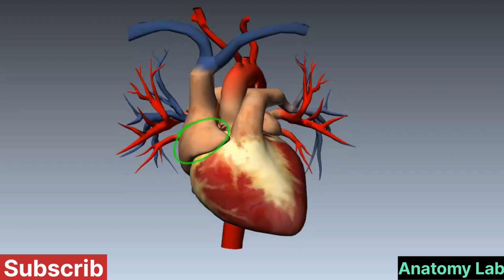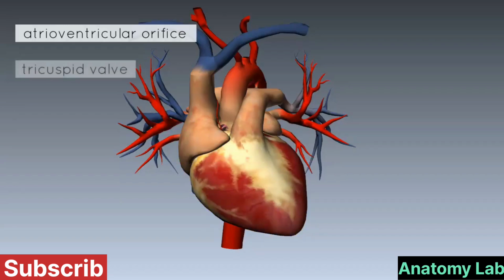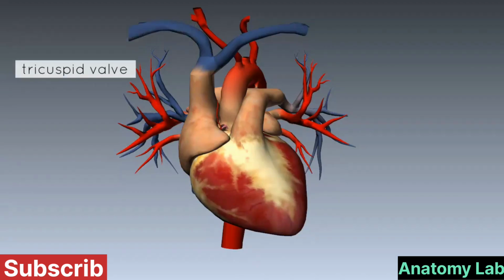When the right atrium contracts, blood is sent into the right ventricle through the atrioventricular orifice. And when the right ventricle contracts, the backflow of blood is prevented by the tricuspid valve, which sits in this atrioventricular orifice and prevents the backflow of blood.